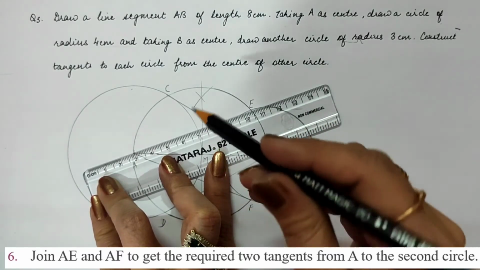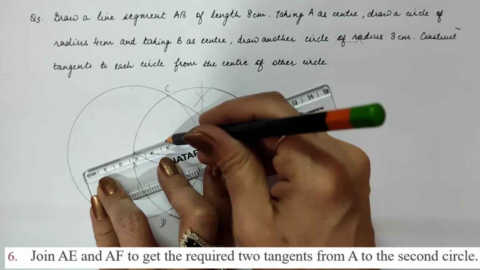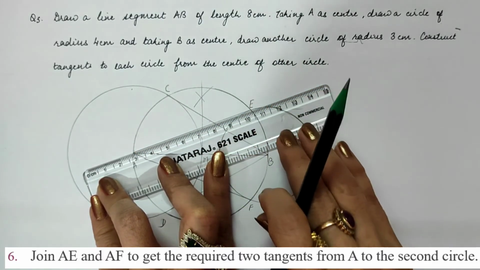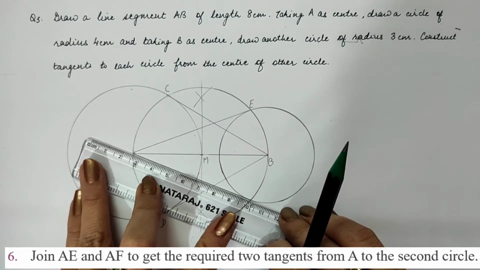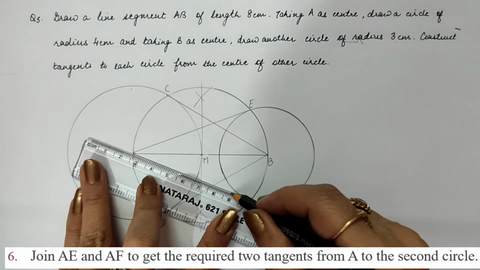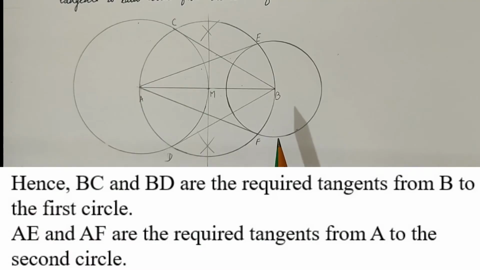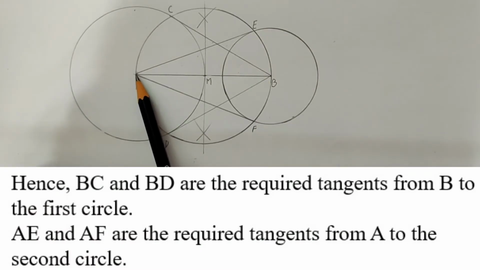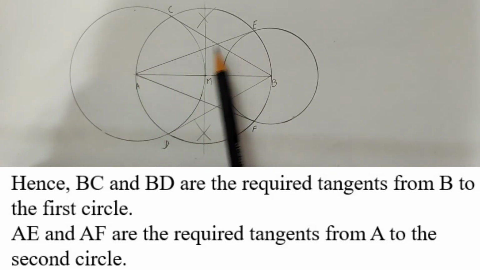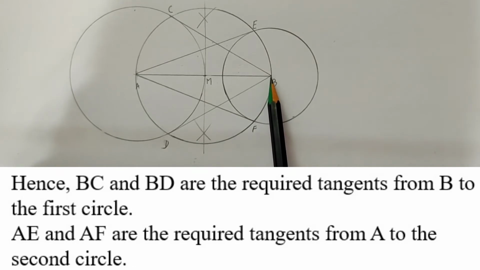So if I join A to E, I'll get the first tangent. And if I join A to F, I'll get the second tangent. So again, the answer statement is very important. I need to write: the required tangents from the center A to the other circle are AE and AF, and from B they are BC and BD.